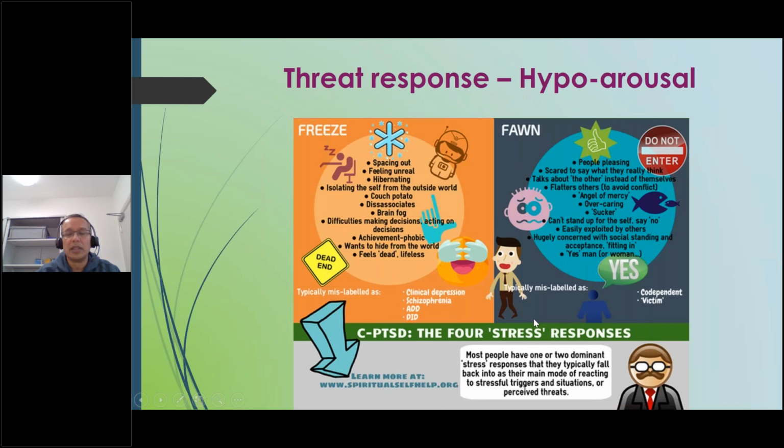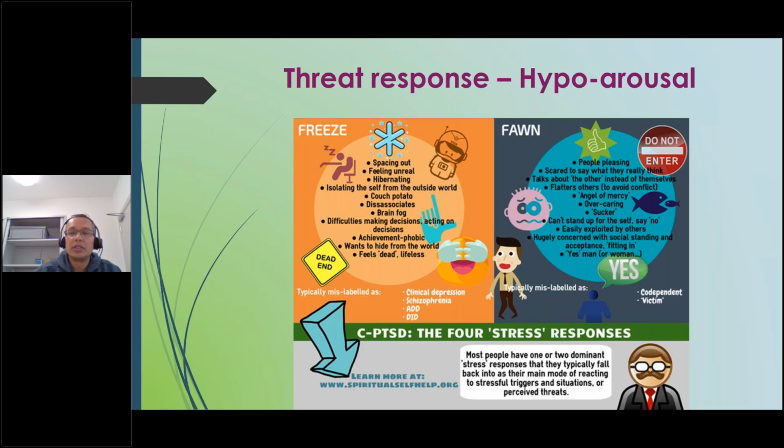And then this is the hyper-arousal response, the freeze or the fawn. In the freeze response, you see people spacing out or falling asleep. They can't focus, can't concentrate, and they dissociate from what's happening. Brain fog is a good way of describing that. Such people feel low energy and feel dead or lifeless.